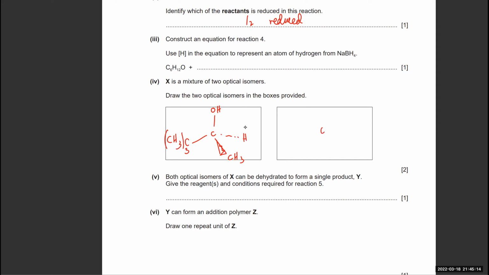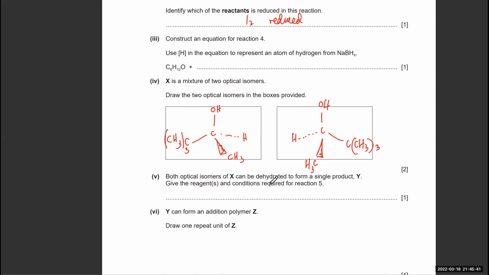And the other version is going to be a mirrored version of the same thing. So it's going to have an OH, and the H would be pointing in this direction, and then there's going to be CH3. And over here, there's going to be C with three CH3s. Both optical isomers of X can be dehydrated to form a single product.